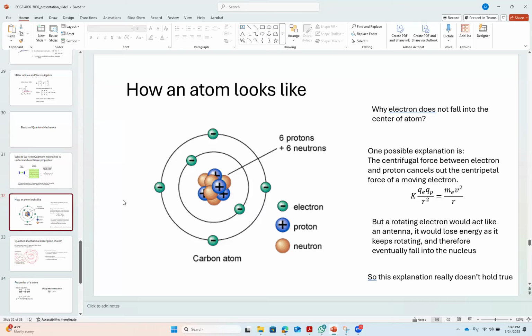So there must be something else that is really preventing electrons from falling in. Remember that if we cannot explain why electrons stay, then all of our knowledge starts to contradict each other. We cannot even explain why we exist. No atom should exist. So there is something definitely interesting going on here. And let's try to understand this.